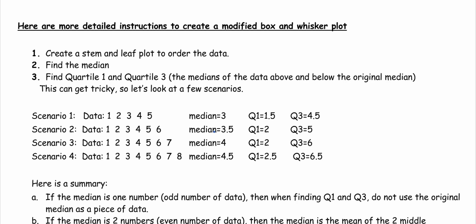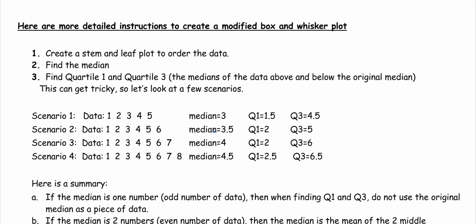Okay, and then the third step is to find the quartile 1 and quartile 3. Basically, it's the medians of the data above and below the original median. So it's like the middle of the upper part and the middle of the lower part. And I even said this can kind of get a little tricky. So I basically have 4 scenarios here to help you figure out what the median and the Q1 and Q3 are.